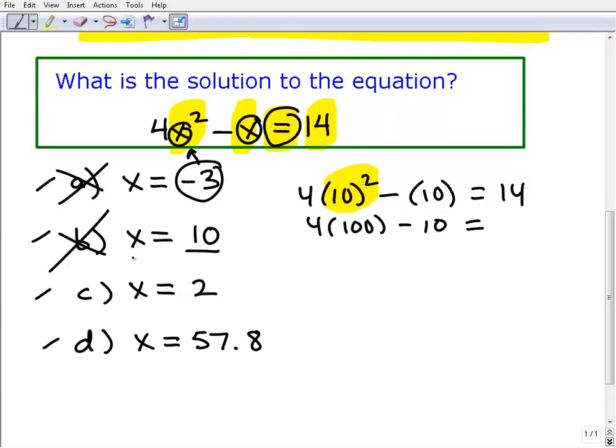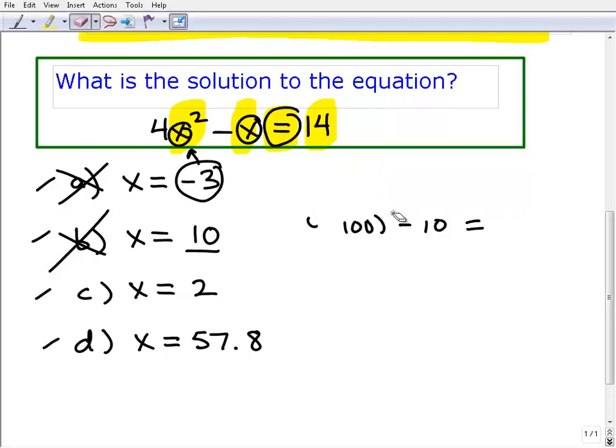So that's gone too. And the idea here also is you don't have to completely finish all of this out. If you recognize pretty immediately that the left-hand side is not going to equal the right-hand side, then just move on, right? Because we know time is of the essence on the GED.